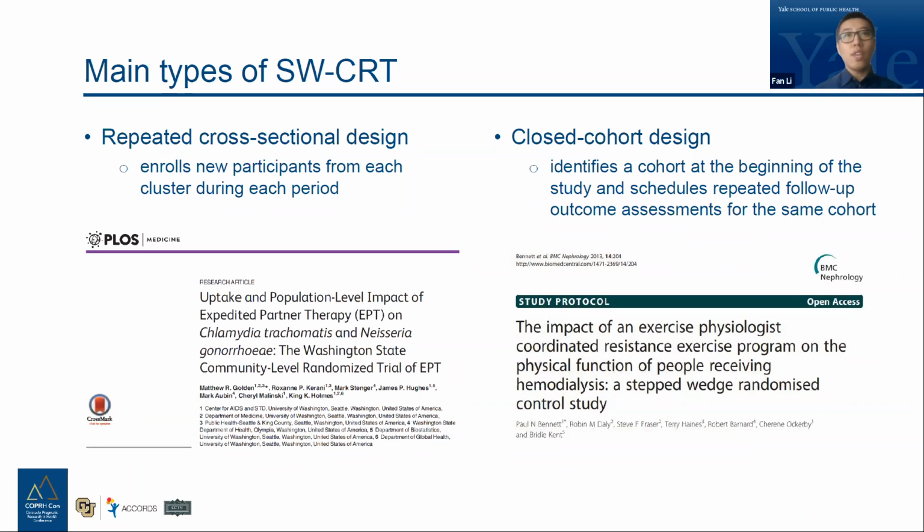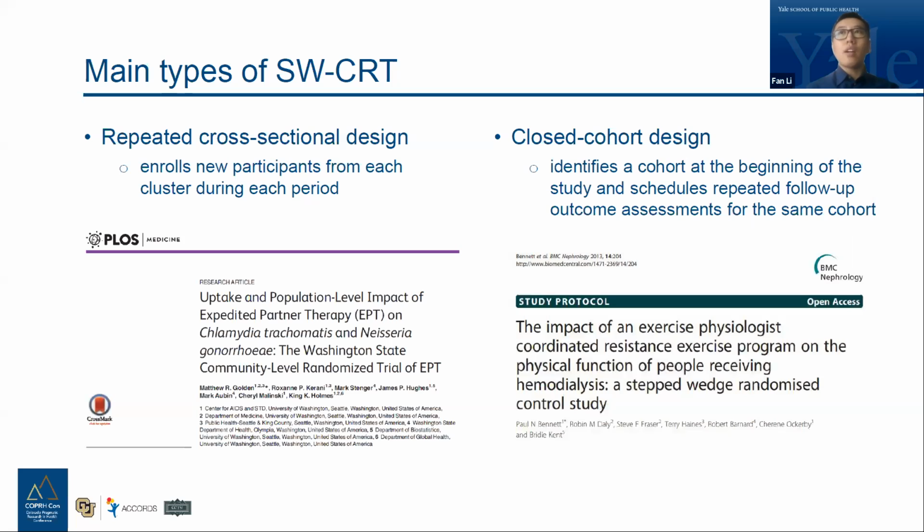For example, the trial that motivates the methods for stepped wedge design, the Washington State Expedited Partner Therapy trial, is such a repeated cross-sectional design, where certain women present themselves in the clinics during each period for the measurement of their chlamydia and gonorrhea status as the outcome.